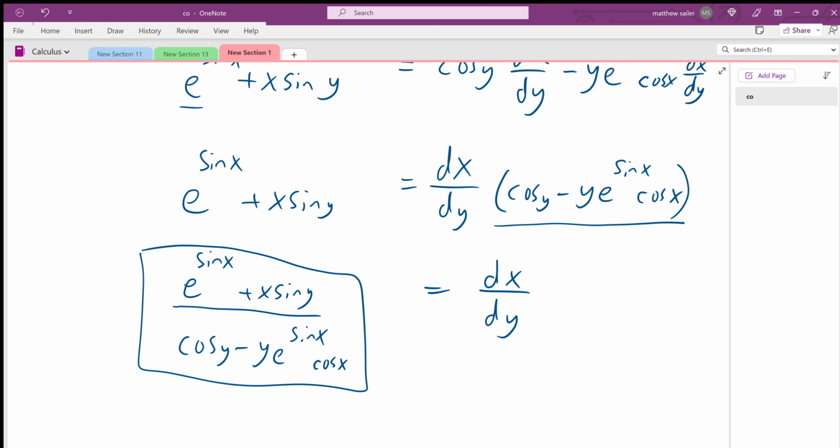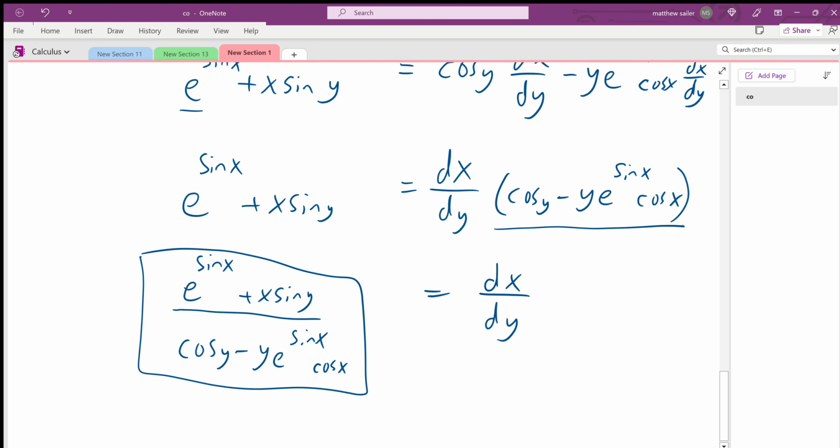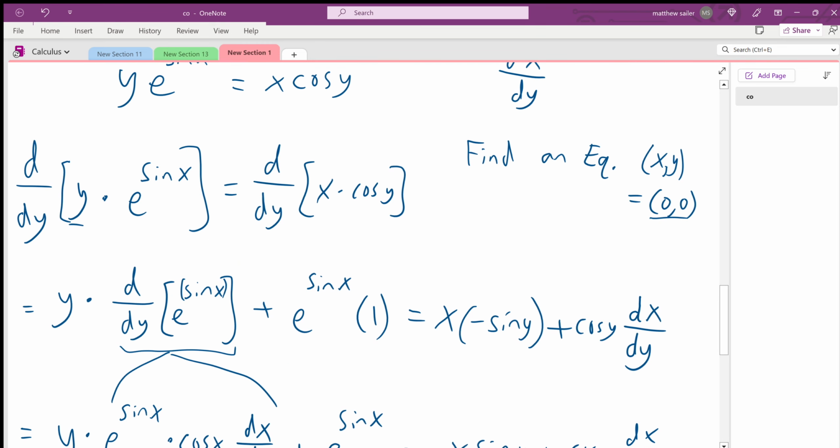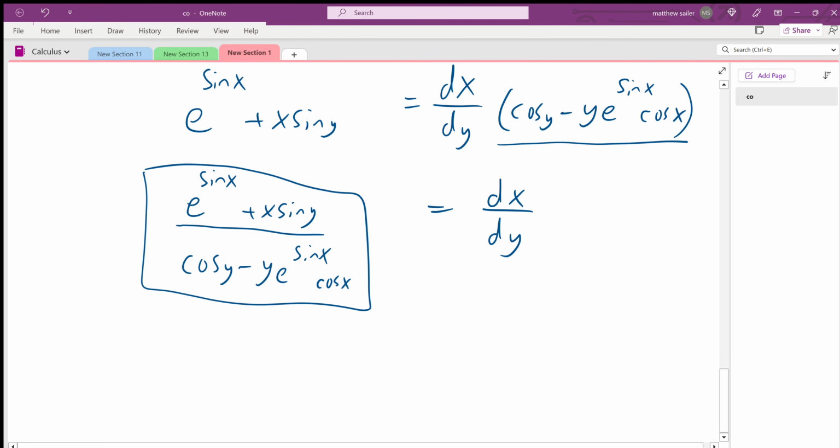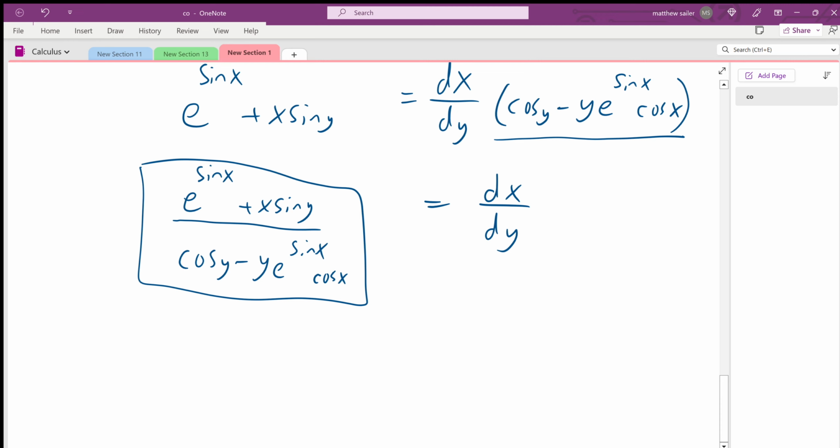But to finish the problem, we said we wanted to find an equation when x and y are both equal to 0. And again, that finds the equation of the line at that point that's tangent to the curve. So when x equals 0 equals y, we just plug these directly into the equation. So e raised to the power of sine of x, with x being 0. Sine of 0 is 0. So this just becomes 1.